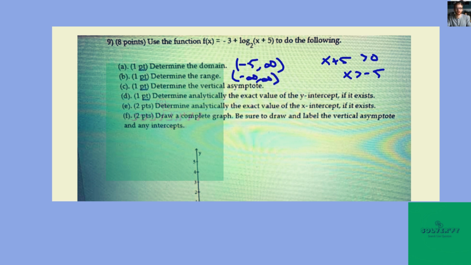The vertical asymptote, since normally it's the y-axis, is going to be moved to the left 5. So the vertical asymptote will be x equals -5.